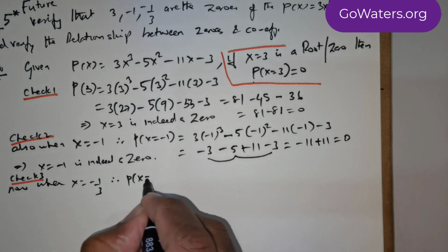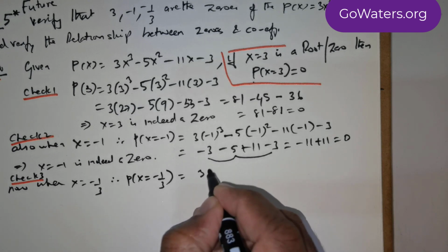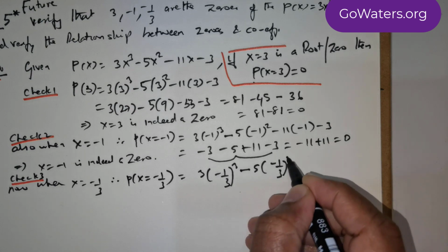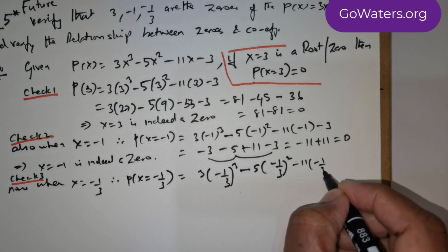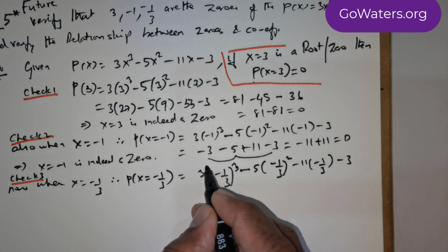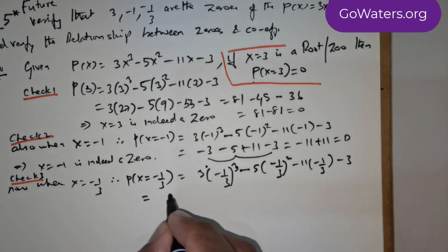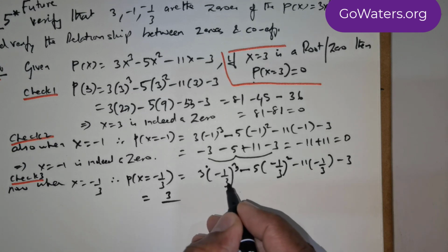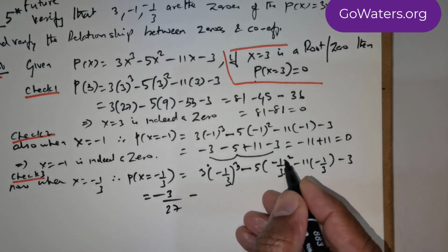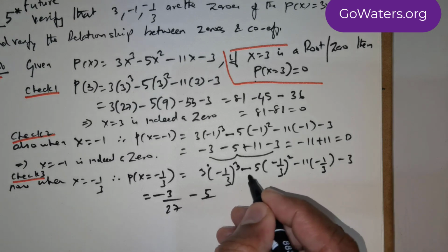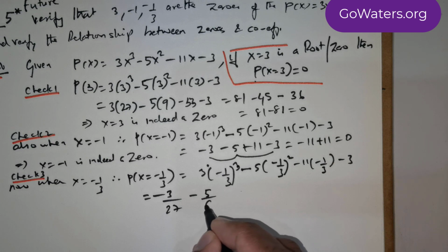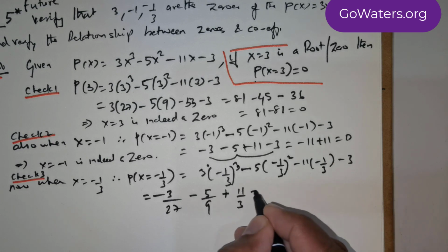So therefore P of x is equal to negative 1 over 3 is equal to 3 times of negative 1 over 3 raised to the power of 3, negative 5 times of 1 over 3 raised to the power of 2, negative 11 times of negative 1 over 3, negative 3. This is going to be what? I can cancel a 3. Probably let me write this down. 3 divided by 3, 3 3s are 9, 9 3s are 27. You got a negative sign and negative, this is going to be positive. So no impact of this negative sign there. So negative 5 over 9, positive 11 over 3, negative 3.